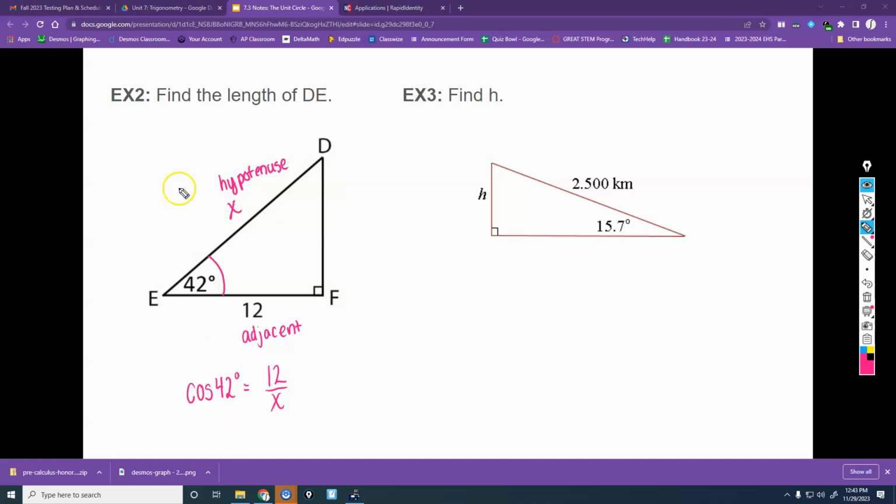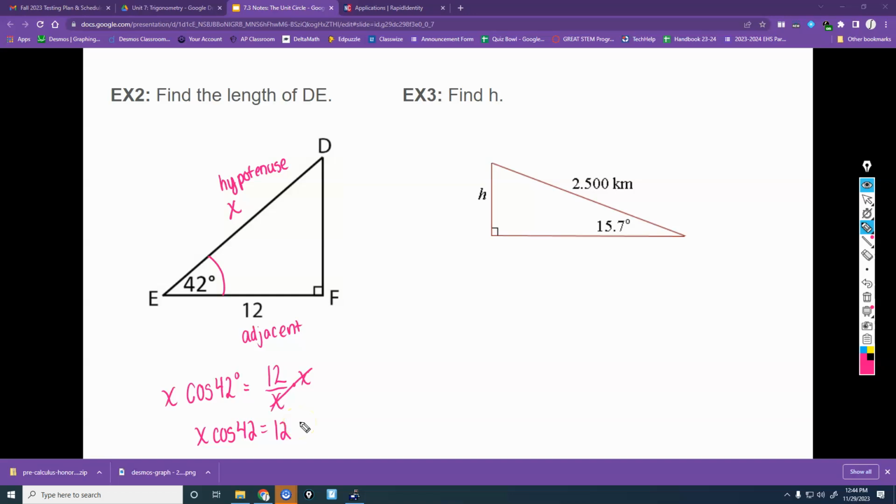So I let second period do this one on their own and then realized that that was a mistake because everybody got the wrong answer because they just multiplied both sides by 12, which is not how we do this problem. Since that x is in the bottom, you cannot solve for an equation when that variable is in the bottom. So the first thing you're actually going to do for this is multiply both sides by x. Right there. So I've got x cosine 42 equals 12.